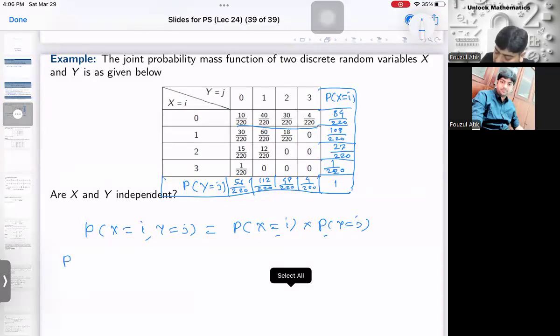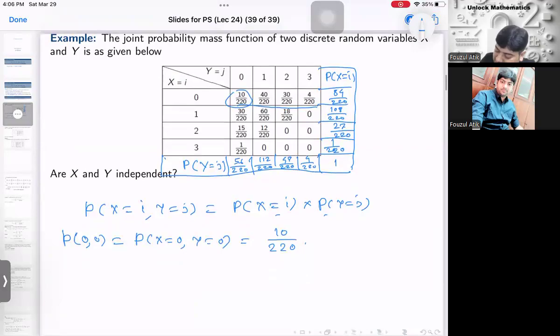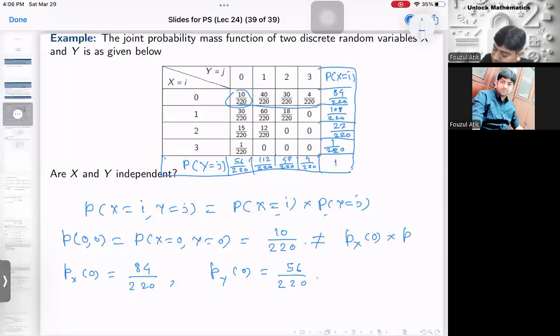So small p of 0, 0. It means p of x is equal to 0, comma y equal to 0. But from the table, what is this value? It is 10 by 220. Now what is the marginal of x equal to 0? Now p of x of 0, we have already calculated, 84 by 220. What is the marginal of y 0? It is 56 by 220. And we can easily see that this value is not equal to p of x is equal to 0 into p of y equal to 0.